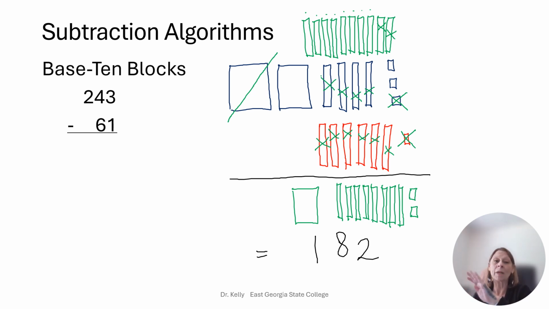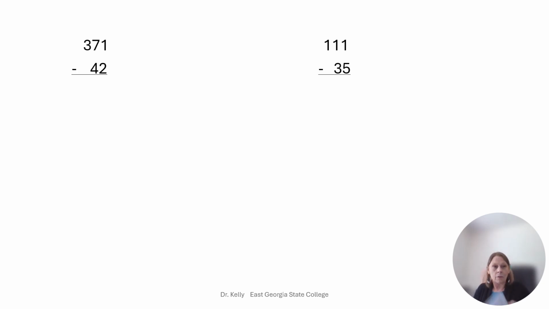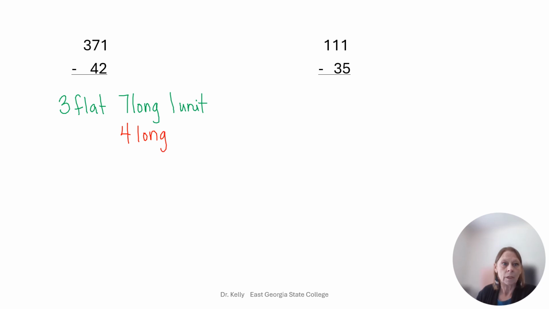Okay, let's do a couple more, but I'm not going to be drawing all these blocks. Let's do them using the words flat, long, unit, because that's way easier for me to be able to do here. Okay, so let's look at 371 minus 42. So here for 371, that means that we have 3 flat, 7 long, 1 unit, and we're going to be taking away 4 long and 2 unit. And your textbook kind of writes it like this, and I do kind of like it. We're taking all of those away.